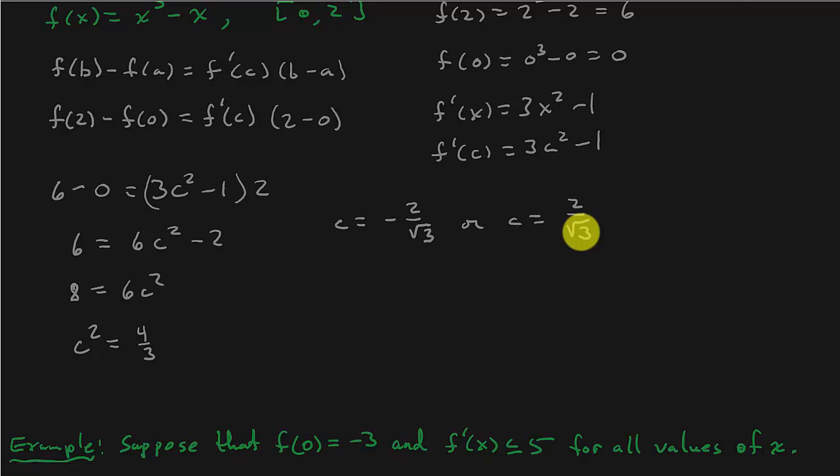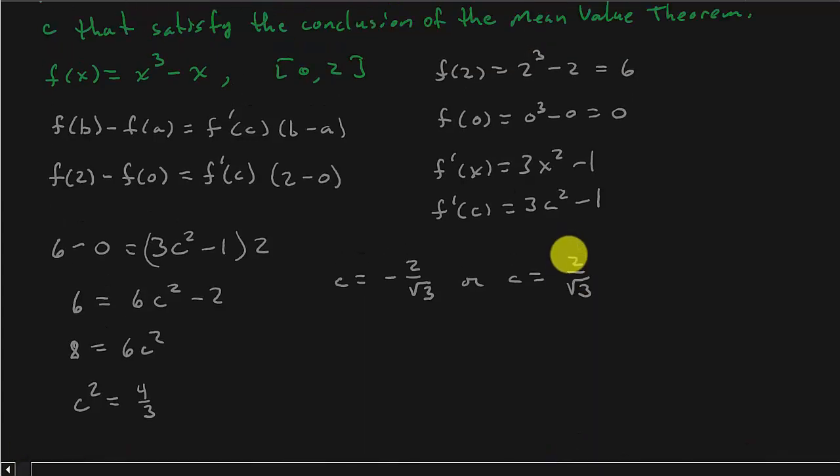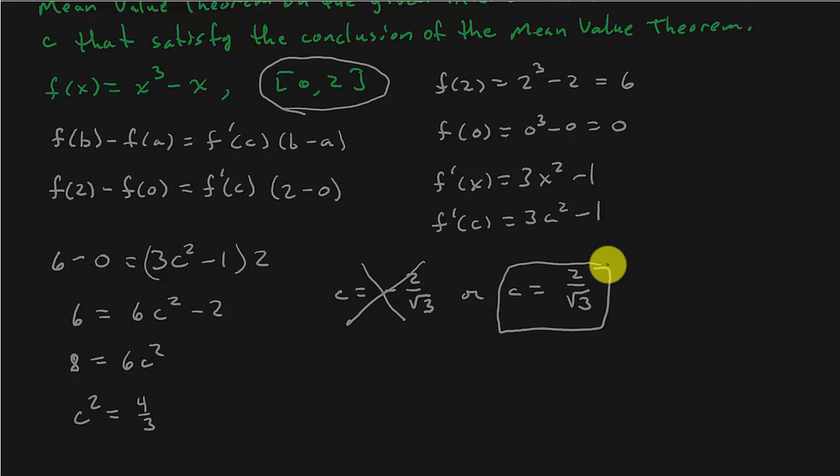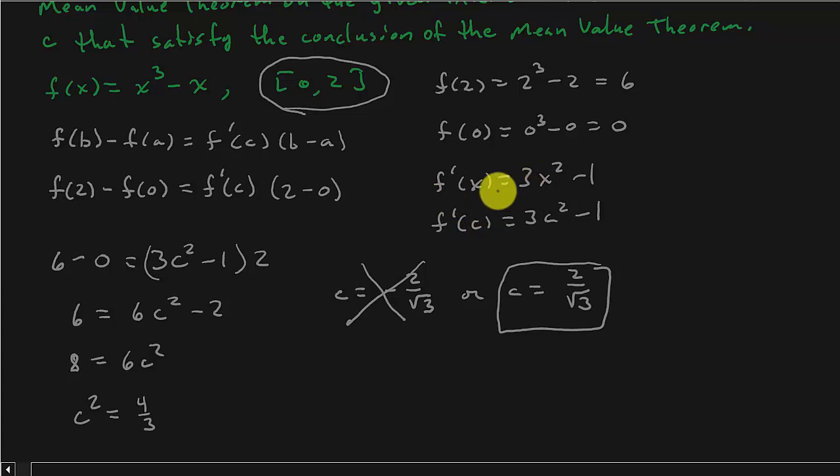All right, now there's our two solutions for c. But it has to be between 0 and 2. You see that? And so this one's not between 0 and 2, but this one is, and there's your answer. I hope that made sense. It's not really that difficult. When you think about it, the only calculus is this part right here where you're finding the derivative. The rest of it is just simple algebra.